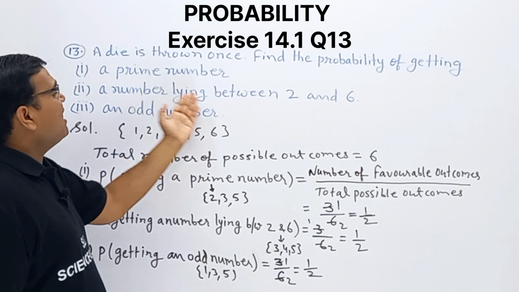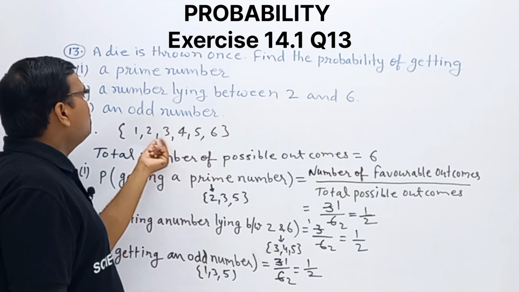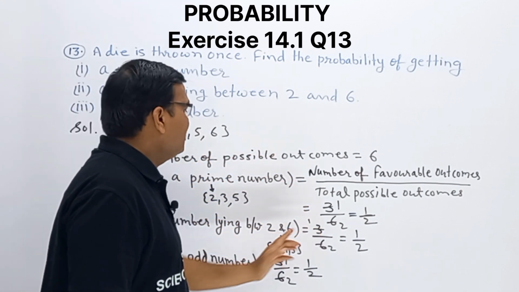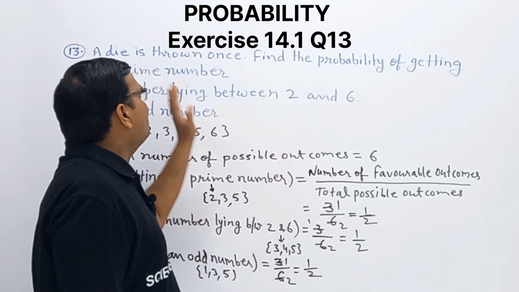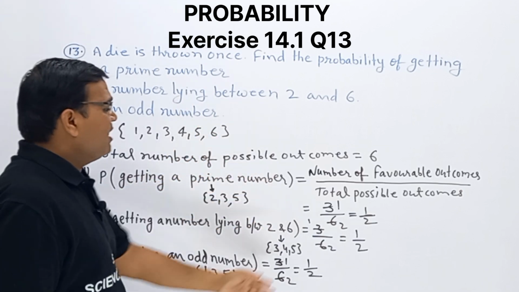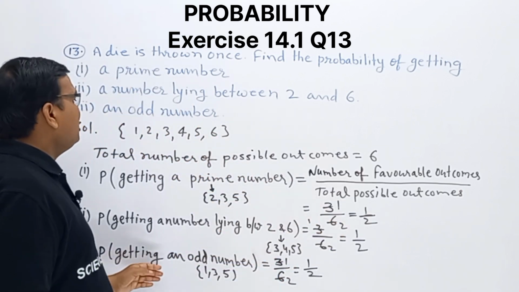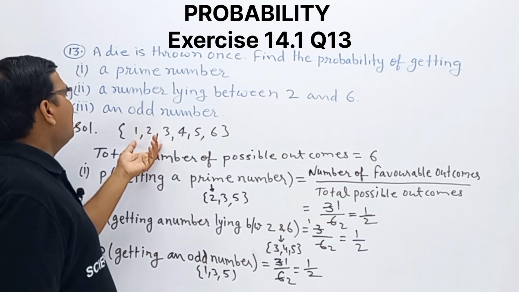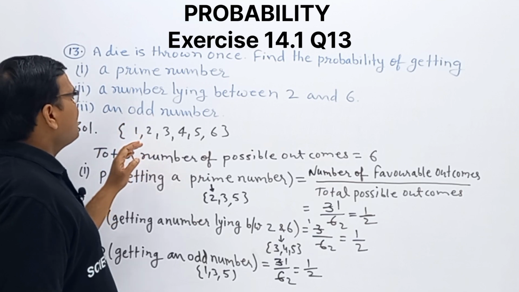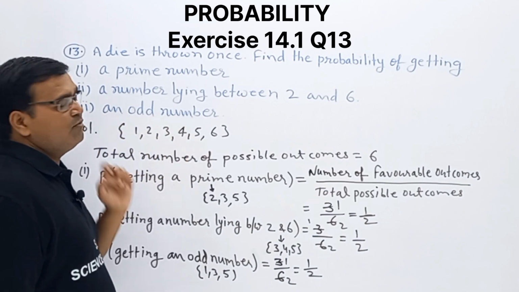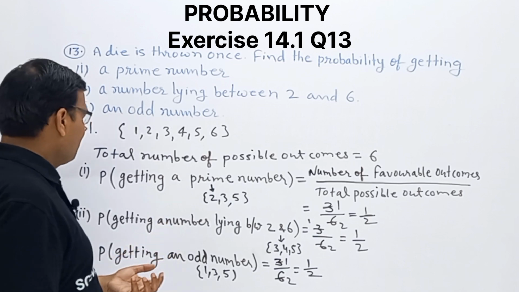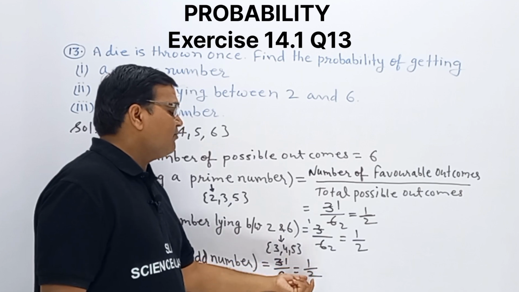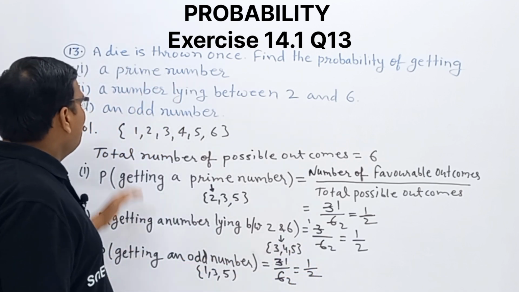Now, next one: a number lying between 2 and 6. Between 2 and 6 we have 3 numbers: 3, 4, 5. So the number of favorable outcomes is 3, divided by total possible outcomes. The total possible outcomes in a die is 6. So again we get 1 by 2. Last one, probability of getting an odd number. Of the 6 numbers in a die, 3 are odd: 1, 3 and 5. The remaining are even numbers. So the number of favorable outcomes is 3 divided by 6, which is 1 by 2. So 1 by 2 is the probability for all these questions.